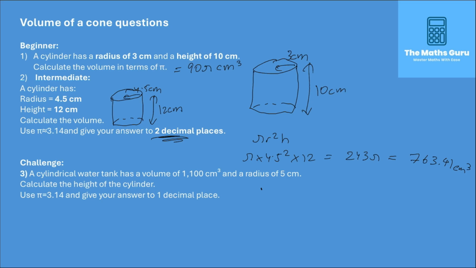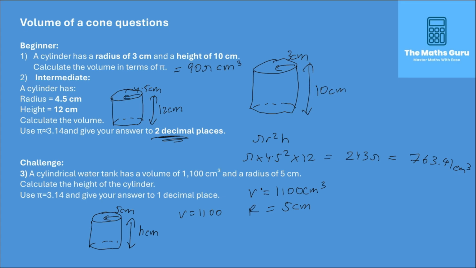So looking at question 3, a cylindrical water tank has a volume, so V, of 1,100 centimeters cubed. It has a radius of 5 centimeters, and we need to work out the height. Okay, so let's draw out what we know. We know that the radius is 5 centimeters. The height is unknown, so we leave it as h centimeters, and the volume is 1,100. So you may be thinking, how do we approach this? We don't know the height, how can we use the formula?